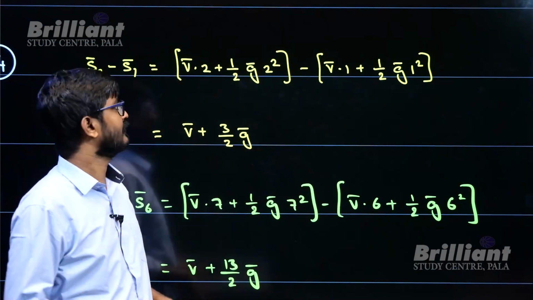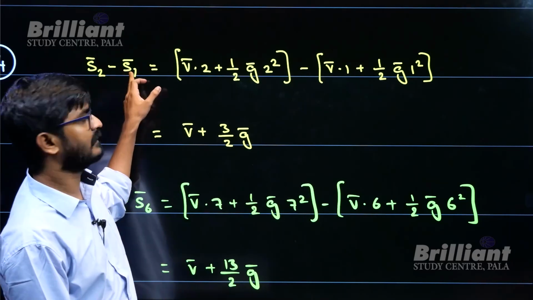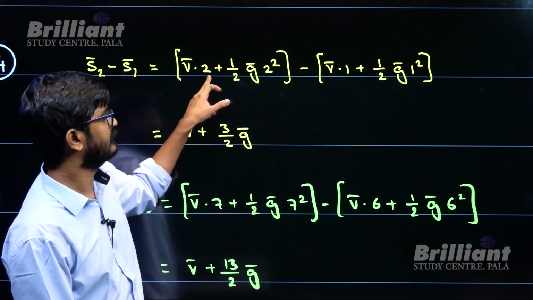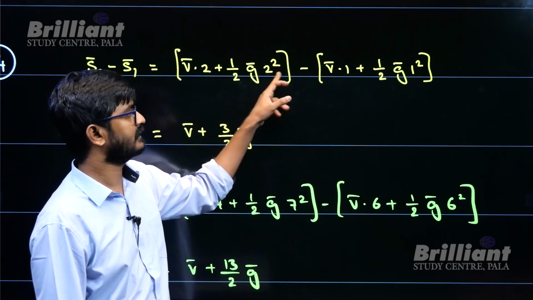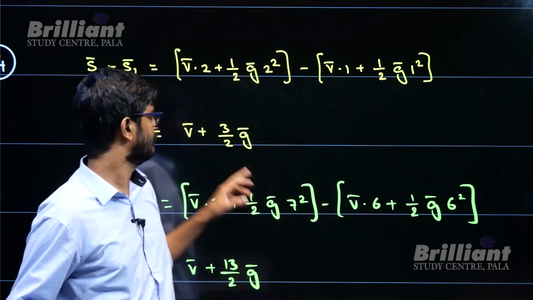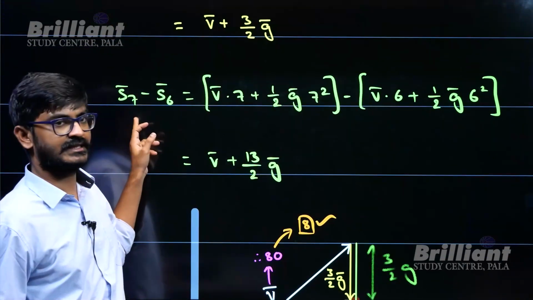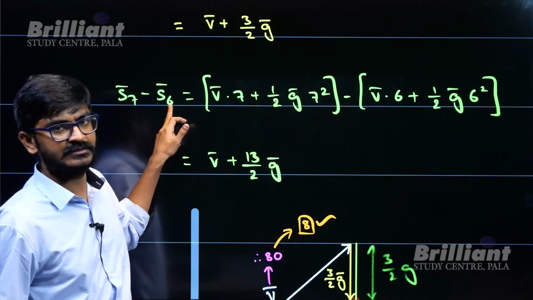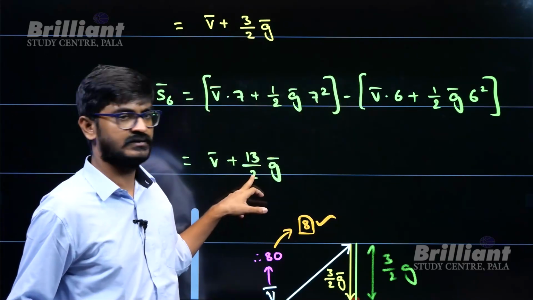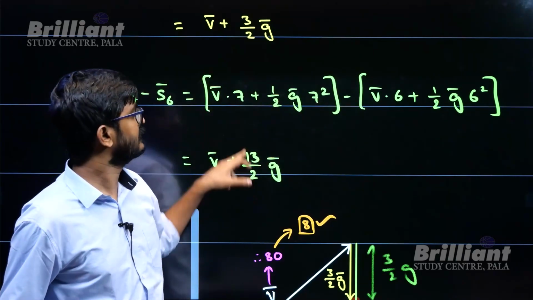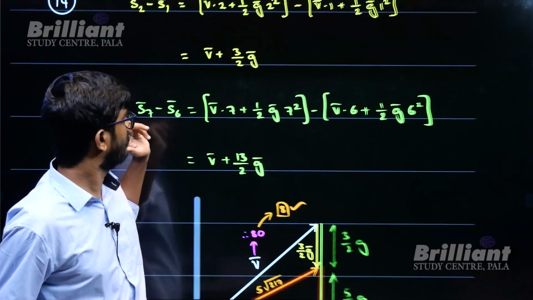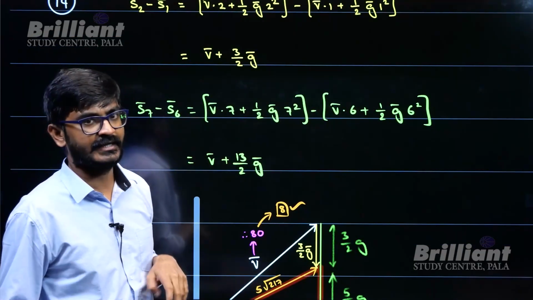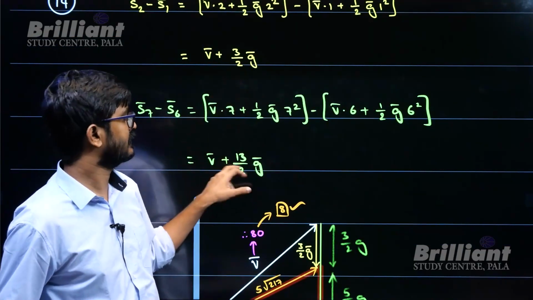Displacement in the 2nd second will be given by displacement in 2 seconds minus displacement in 1 second. Right, ut plus half at square minus ut plus half at square, which will be this much. Now displacement in the 7th second is displacement in 7 seconds minus displacement in 6 seconds. But they said these two displacements are equal in magnitude. These two vectors are equal in magnitude.